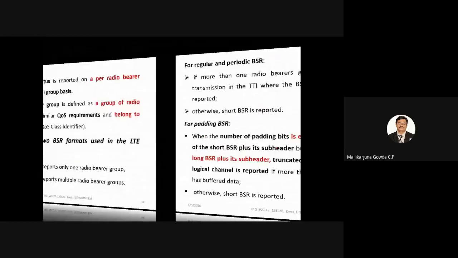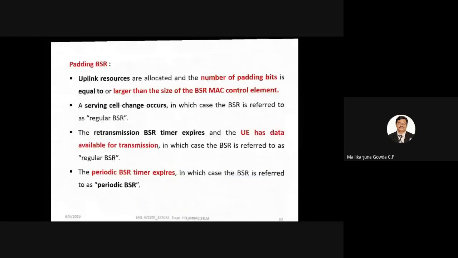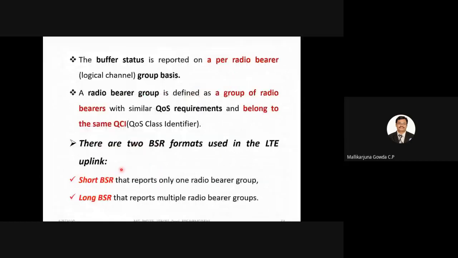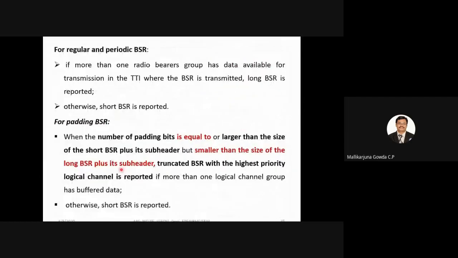Those will be reported based on the number of radio bearer groups that have data available for transmission in the TTI. In such cases, the BSR that is transmitted will be the long BSR. Otherwise, it will be a short BSR. So here there is a condition: if more than one radio bearer group, that means it is a long BSR. Otherwise, it will be a short BSR.